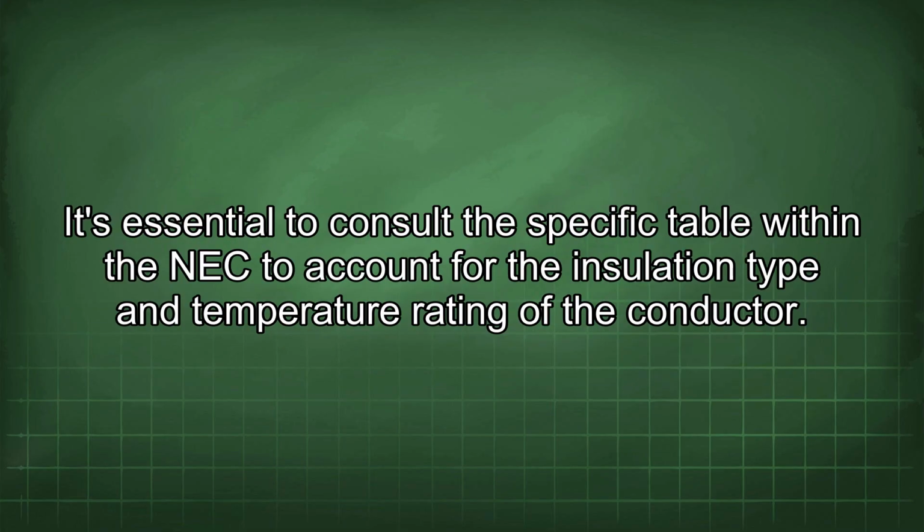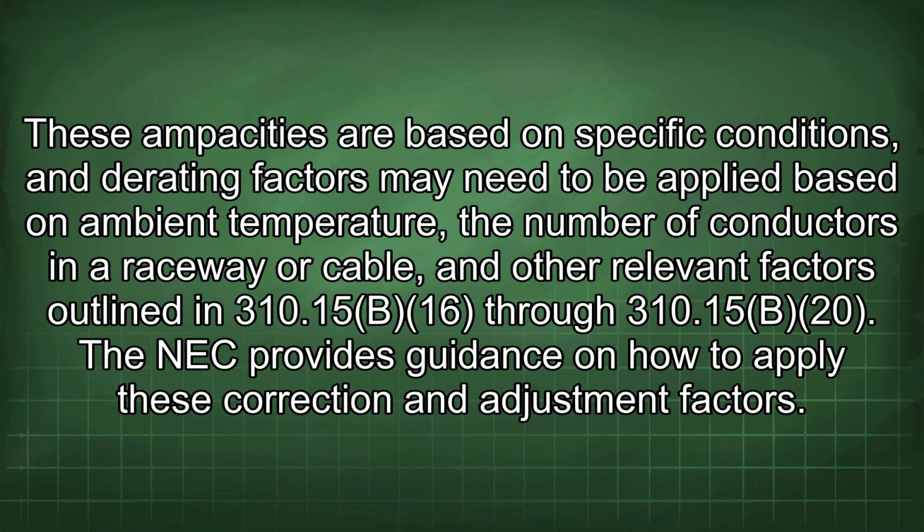It's essential to consult the specific table within the NEC to account for the insulation type and temperature rating of the conductor. These ampacities are based on specific conditions, and derating factors may need to be applied based on ambient temperature, the number of conductors in a raceway or cable, and other relevant factors outlined in 310.15(B)(1) through 310.15(B)(20). The NEC provides guidance on how to apply these correction and adjustment factors.